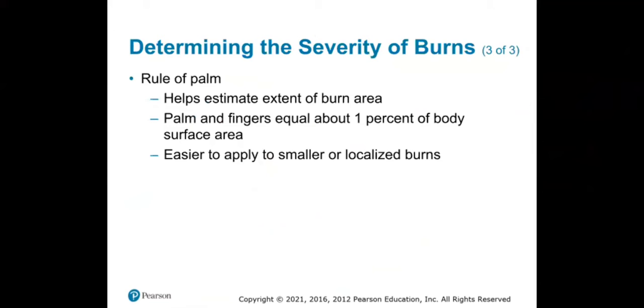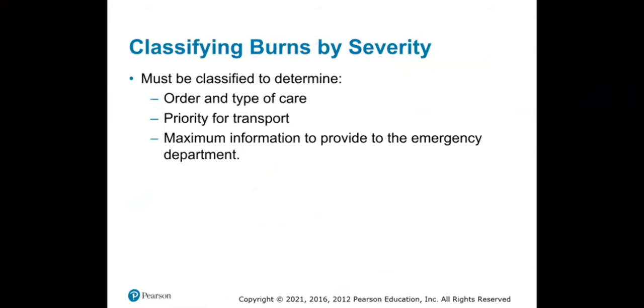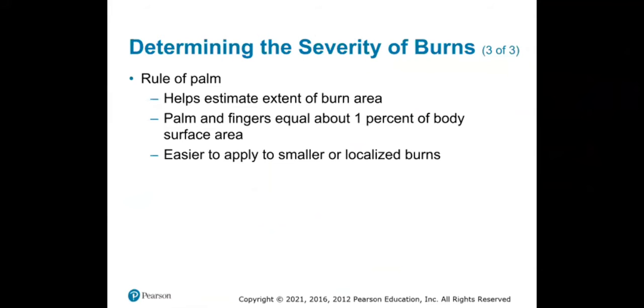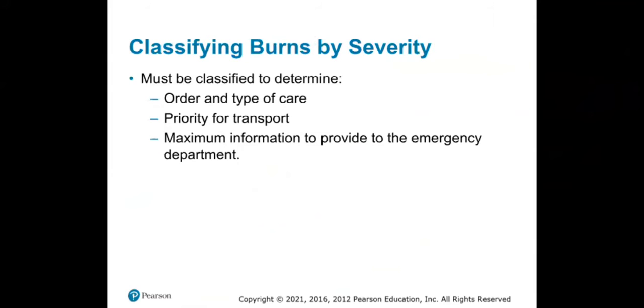Determining the severity, rule of palms. This can help estimate the extent of burn area as well. Palm and fingers equal about 1% of body surface area, easier to apply to smaller or localized burns. And remember, this is the patient's palm. Must be classified to determine order and type of care, priority for transport, maximum information to provide to the emergency department. So that's severity of the burns.